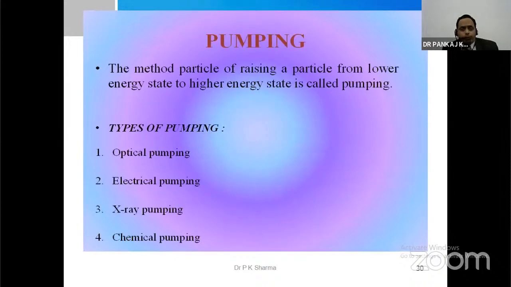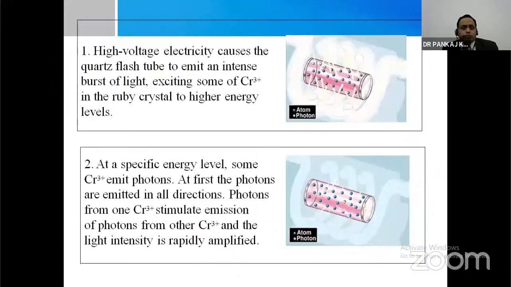Now about pumping, there are various types of pumping. What is pumping? The method of raising a particle from a lower energy state to a higher energy state is called pumping. Different types of pumping are used in different types of lasers: optical pumping, electrical pumping, X-ray pumping, and chemical pumping. All students keep in mind that in the ruby laser, optical pumping is required according to the syllabus. So it is very important.